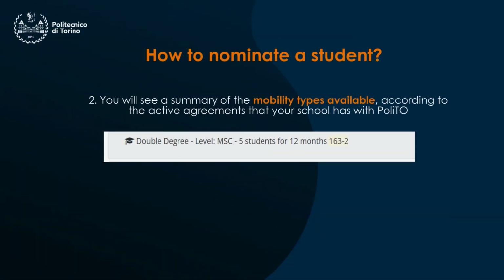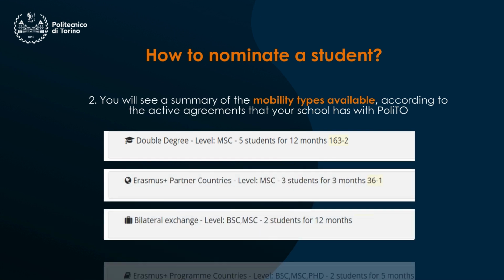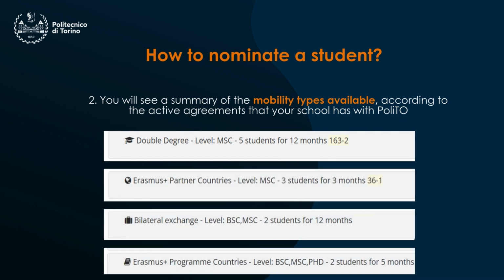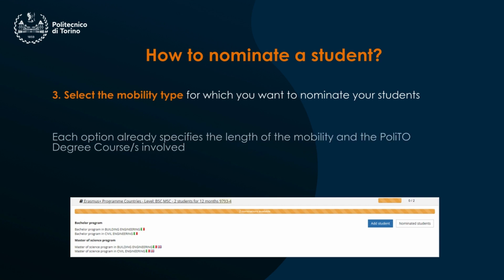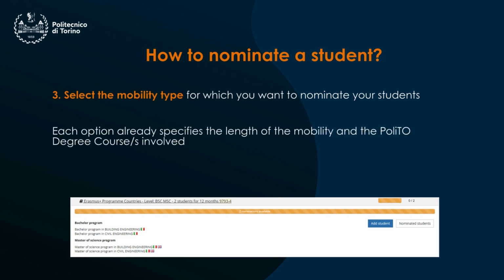You will see a summary of the mobility types available according to the active agreements that your school has with PoliTo. Select the mobility type for which you want to nominate your student. Each option already specifies the length of the mobility and the PoliTo degree courses involved. Click on Add Student for proceeding with the nomination.